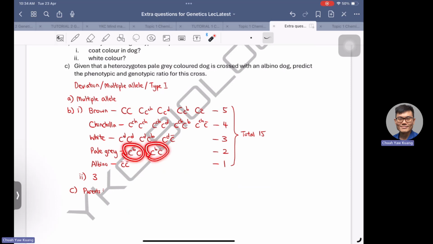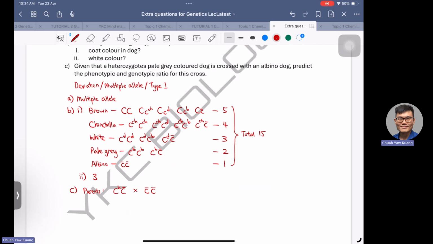All right, since the question tells us that this is a heterozygous pale gray, of course we will choose the CBC, because CBCB is the homozygous one. So that means this is the genotype of the first parent. So we'll write that down. This is the first parent, CBC. Okay, so the second parent is albino. Albino only has 1 genotype, so we will just write it down.